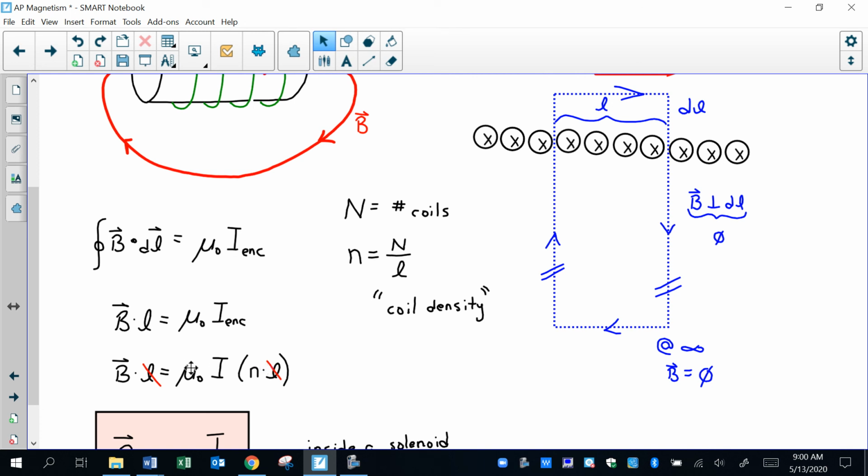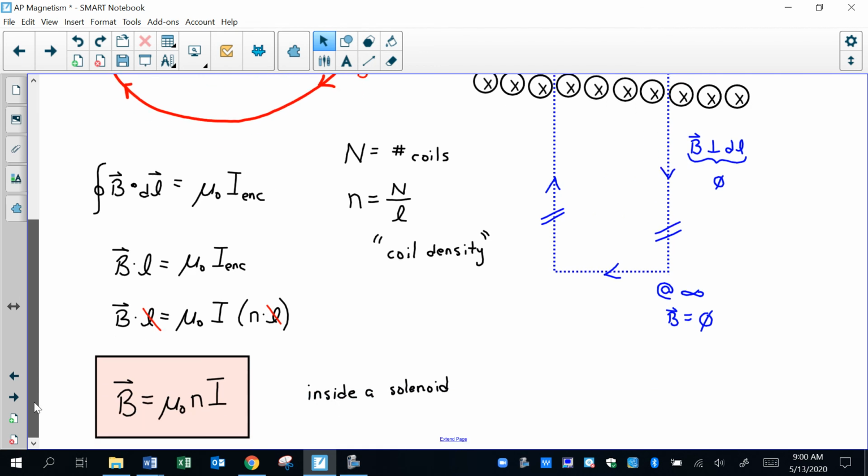But what I find here is that the length cancels out and I have my final equation to find the magnetic field inside a solenoid. We call this the Bunny equation. So all that matters is my mu naught value, little n, which is going to be the coil density. So I don't need to know how many coils I have.